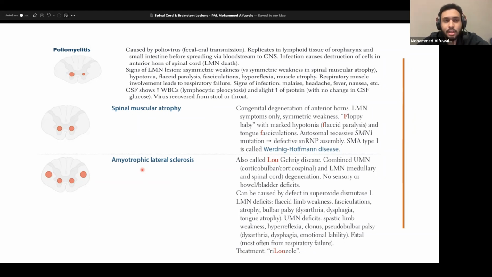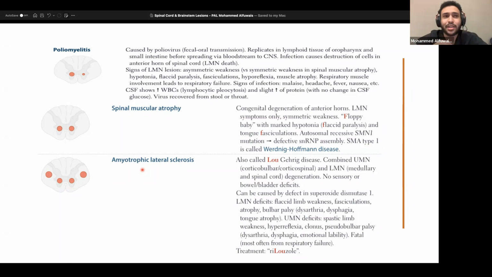Now, the important thing that you need to remember with ALS is it's a mixed upper motor neuron and lower motor neuron lesion, but it affects different distributions. Every patient will be different. So, for example, on one limb, you might have hyperreflexia, hypertonia. On the other side, for example, the left leg would be flaccid. That's how it's presenting.